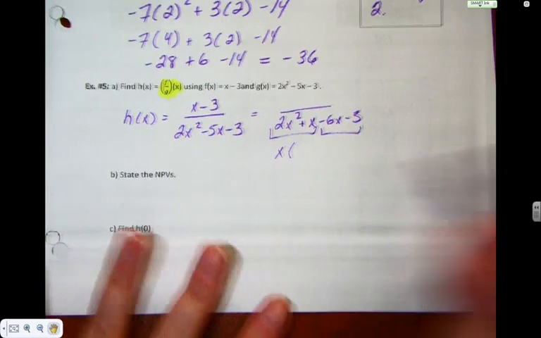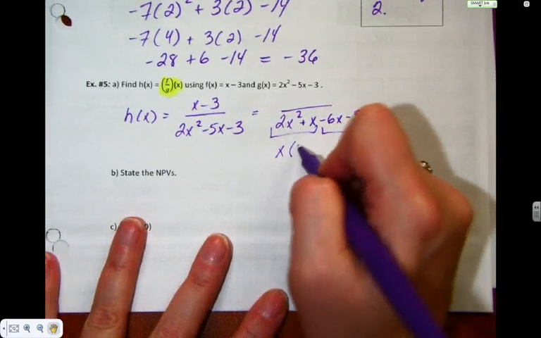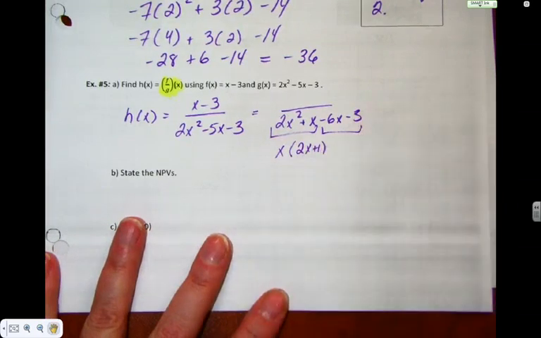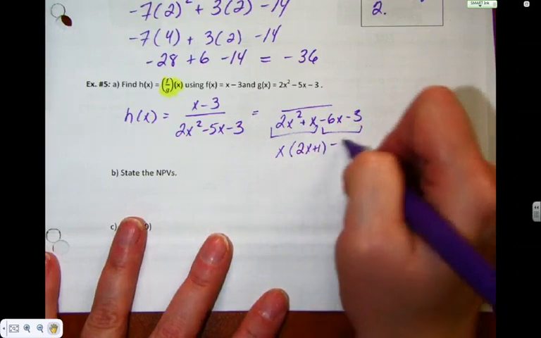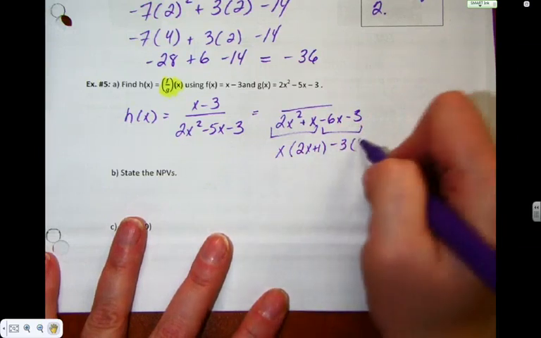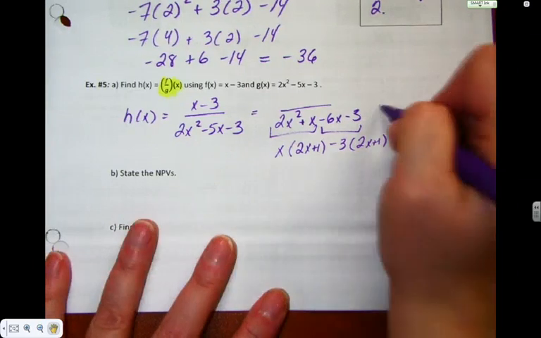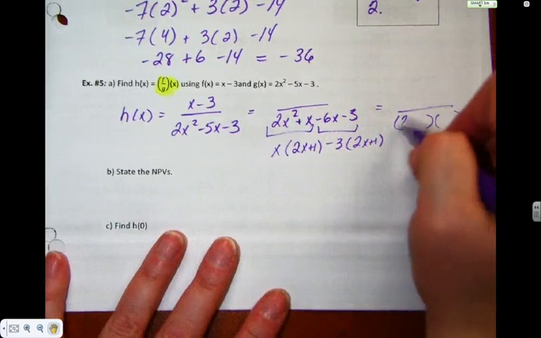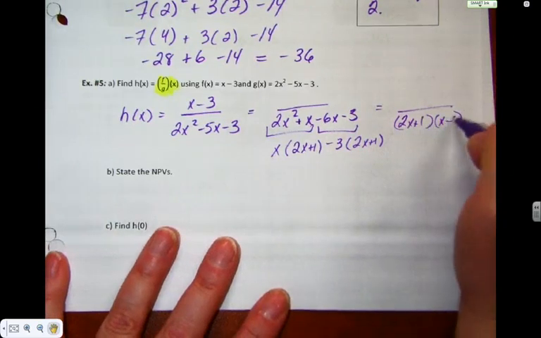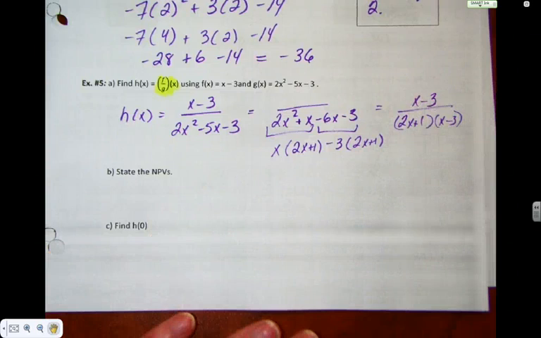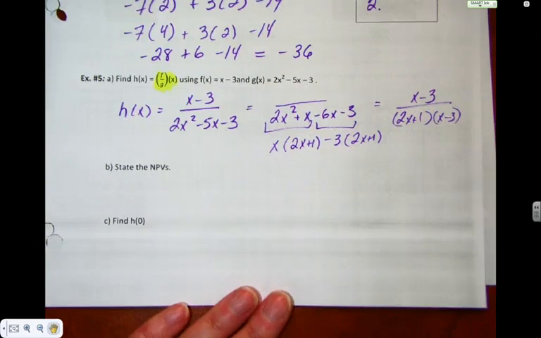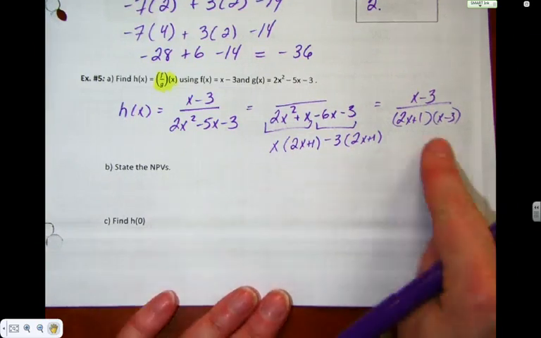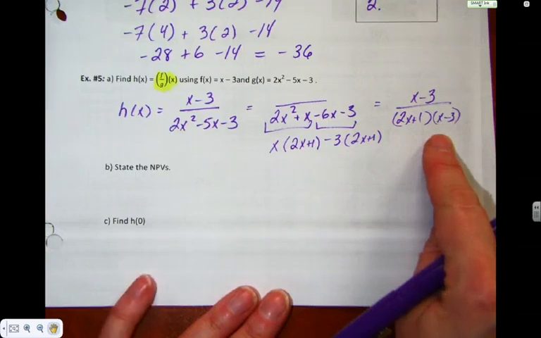Okay. 2x plus 1. Negative 3. 2x plus 1. 2x plus 1 and x minus 3. Whew. Can we cancel? No. So why can we not?